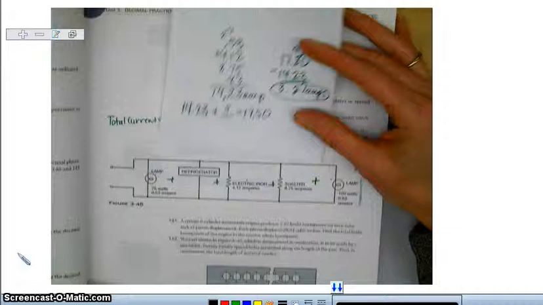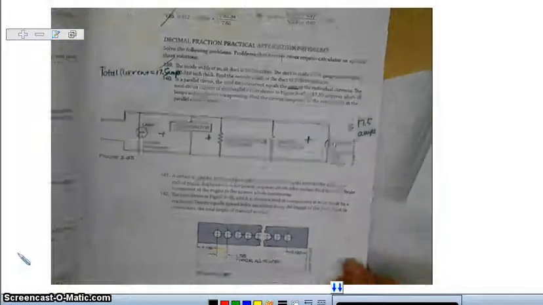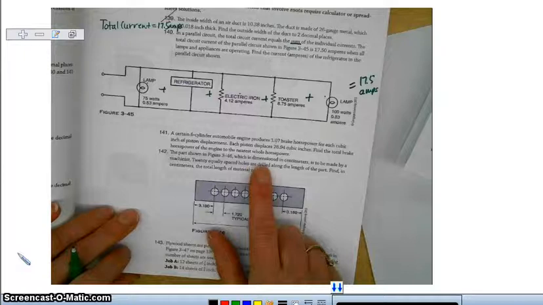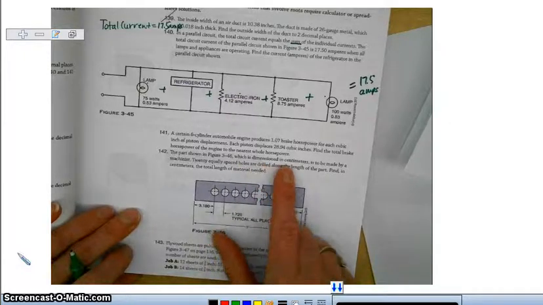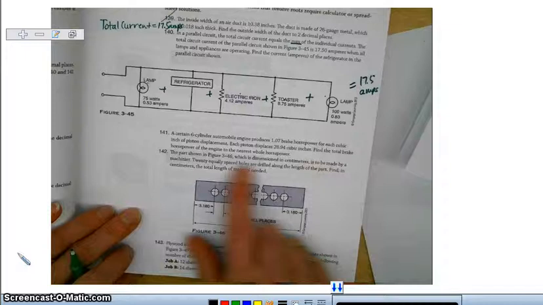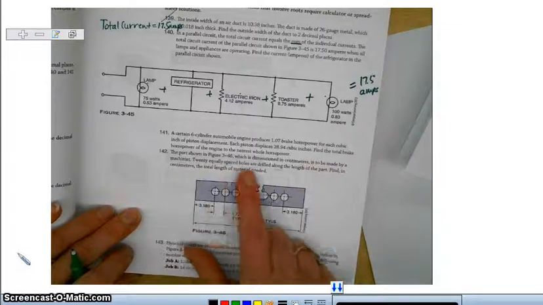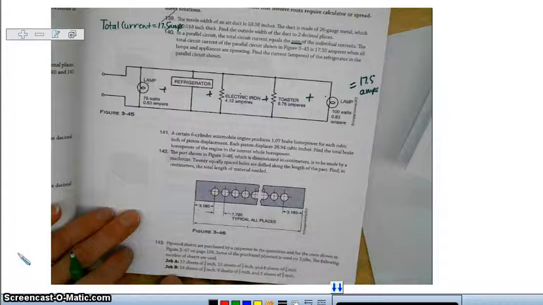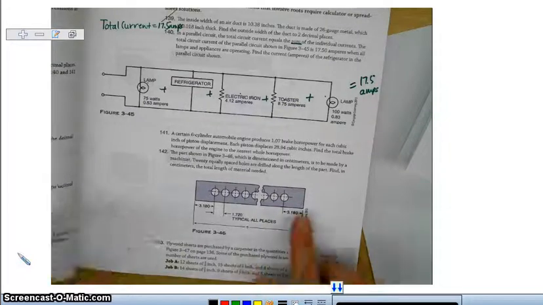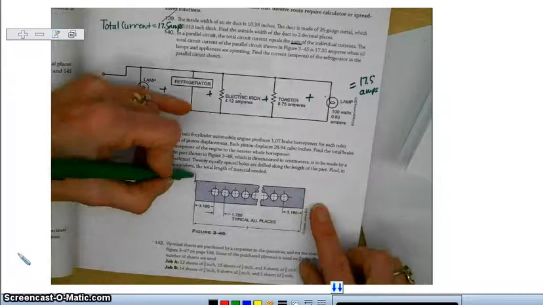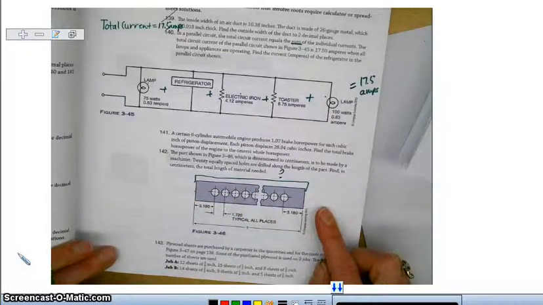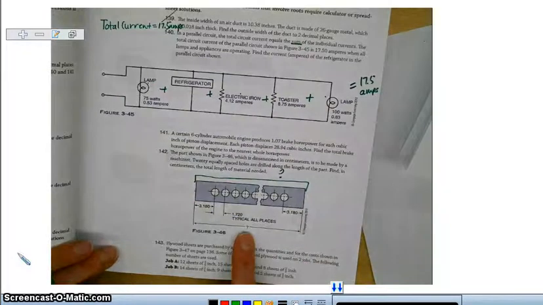Alright, so let's move straight on down to number 142. The part shown in figure 3.46, which is dimensioned in centimeters, is to be made by a machinist. 20 equally spaced holes are drilled along the length of the part. Find in centimeters the total length of the material needed. Okay, so here's what I know. I need to find out how long this whole thing is. They've got a question mark right there for us too.